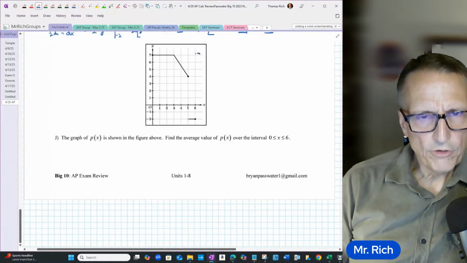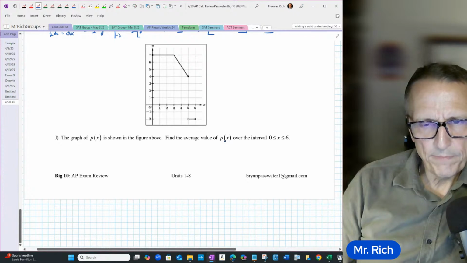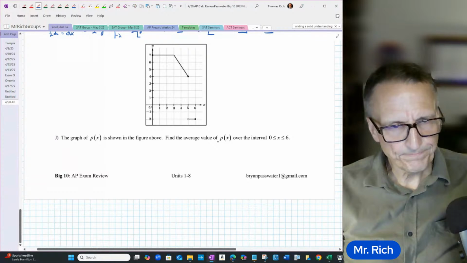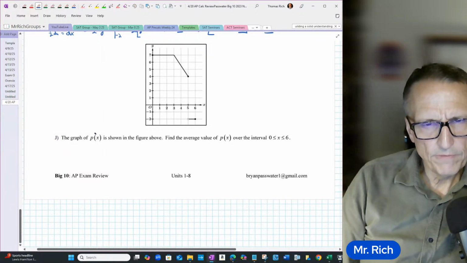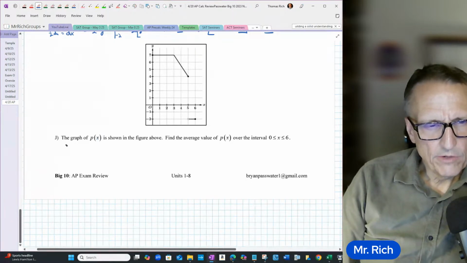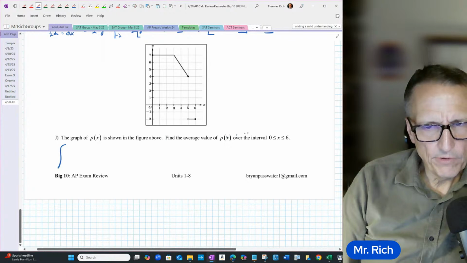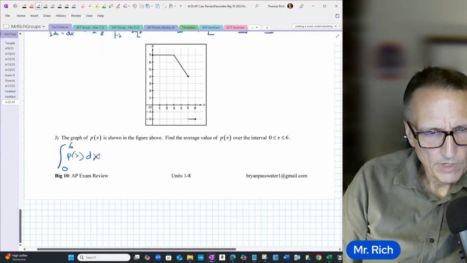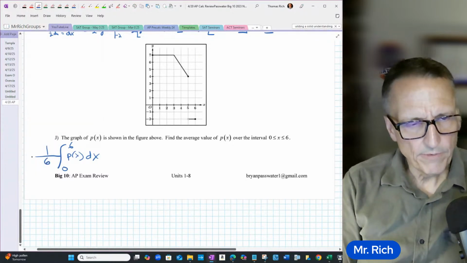The graph of p of x is shown in the figure above. Find the average value of p of x over the interval from 0 to 6. The average value of a function is going to be this, right? If you're doing an average value from 0 to 6, you are going to integrate from 0 to 6. But you have to divide by the width of the interval, or multiply by 1 over the width of the interval. In this case, it would be 1 over 6 minus 0.